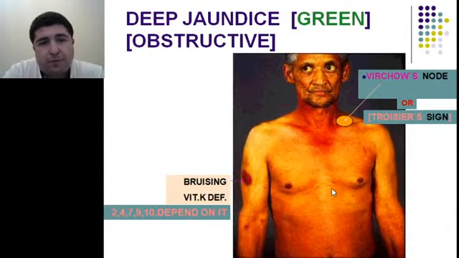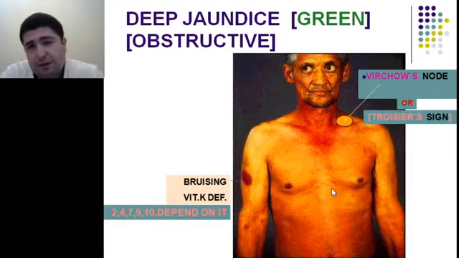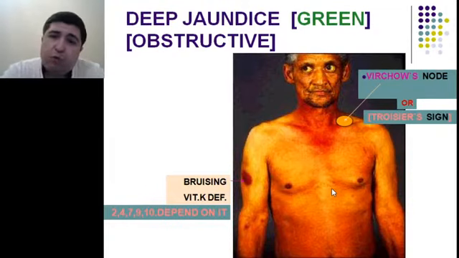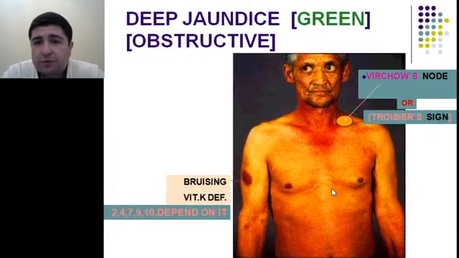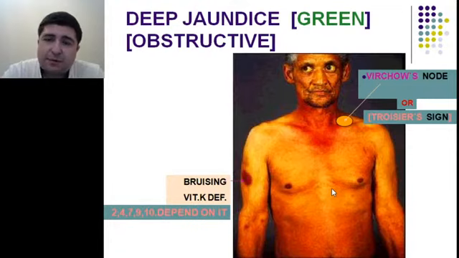Also, you can see a patient with deep jaundice, and here you can see the point where usually we palpate lymph nodes, and this is the Virchow sign, Virchow nodes or Troisier sign. It's increased size of the regional supraclavicular lymph nodes.